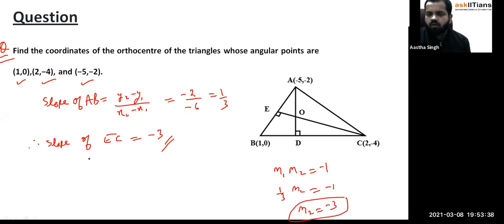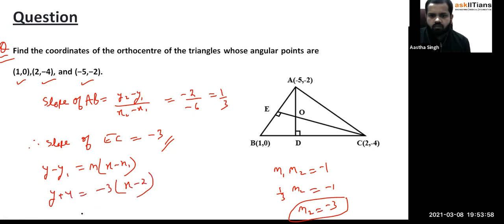Once you have got the slope of a line, you can easily get the equation of the line: y minus y1 is equal to m times x minus x1. Here y minus y1 is y plus 4, equal to m, which is minus 3, times x minus 2. So yeah, we have got one equation of EC. Similarly, you can get the equation of AD. That is the second equation.